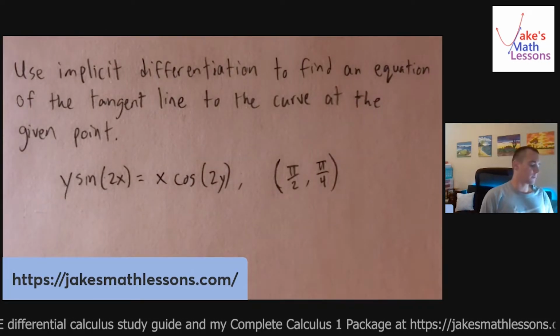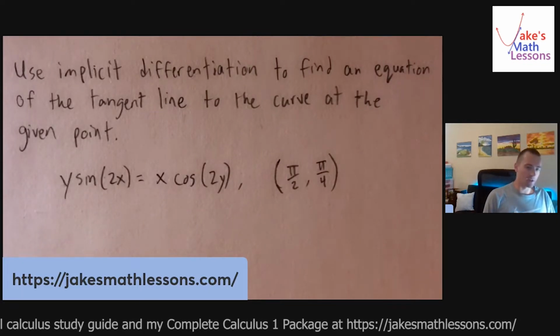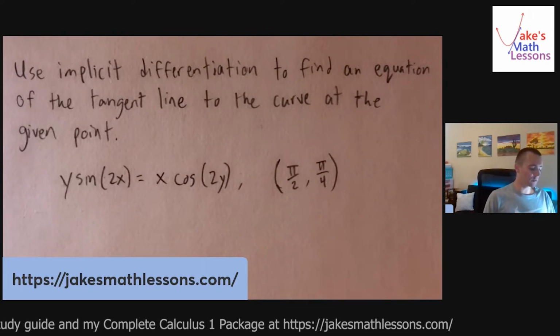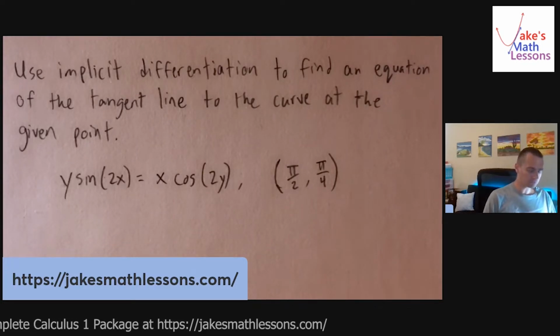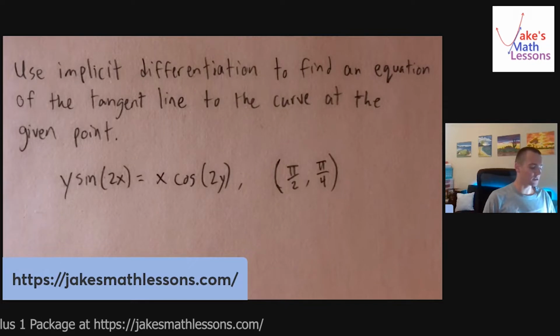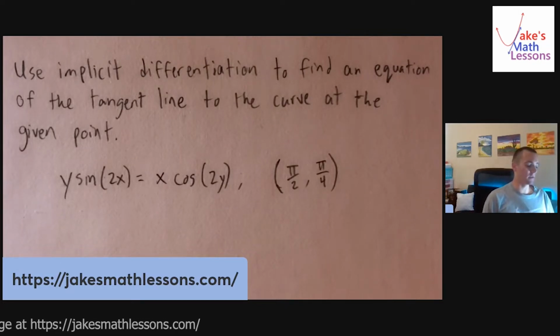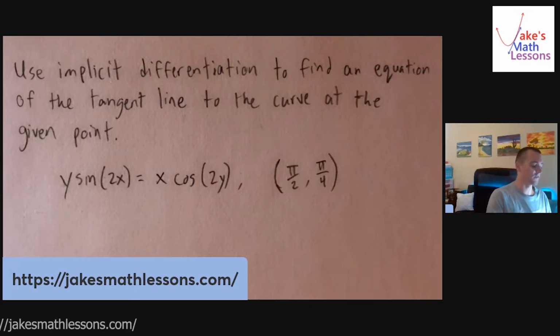Really, with these types of problems where you're asked to find the equation of a tangent line to the curve at a given point, it's going to take the exact same process as the first problem we did here, and it's just going to build on that a bit. So we're going to start, obviously, with just implicit differentiation.